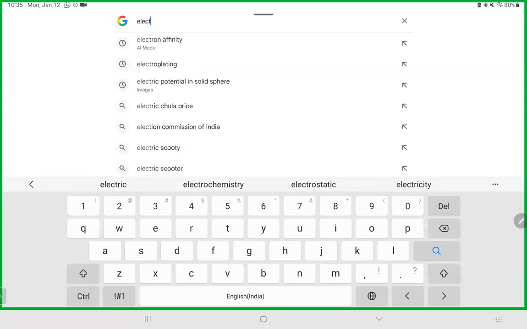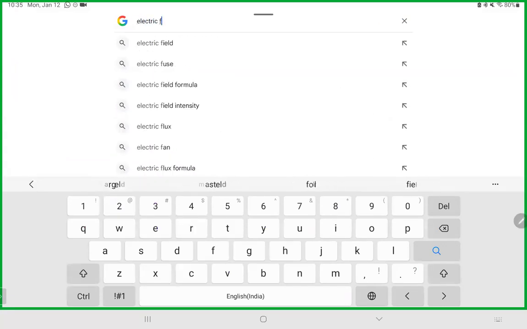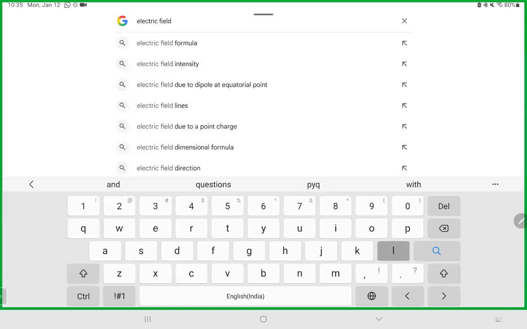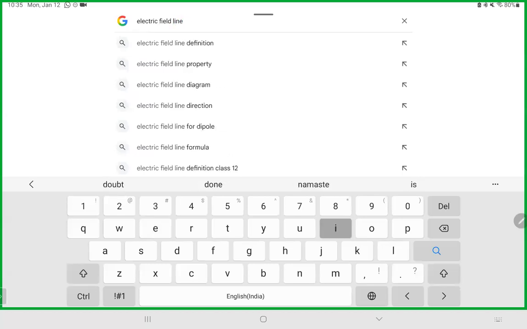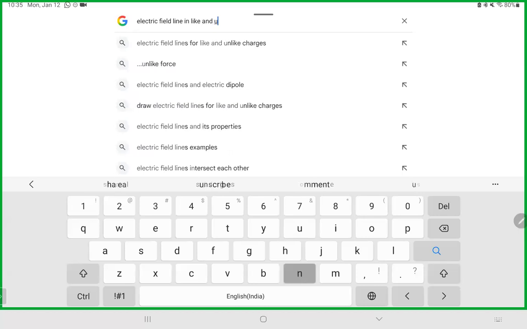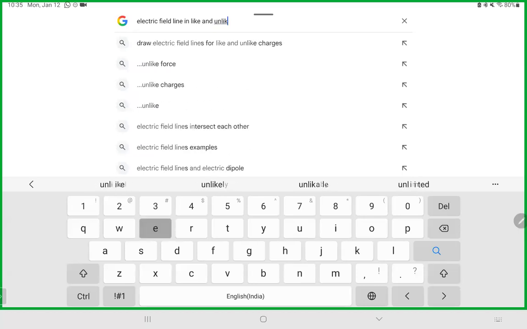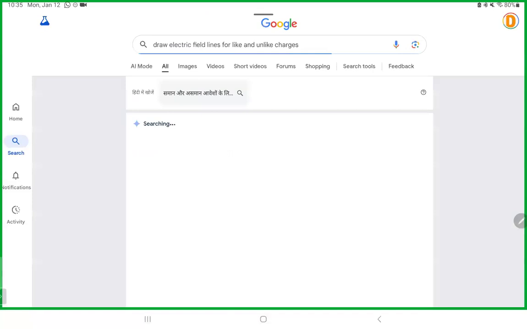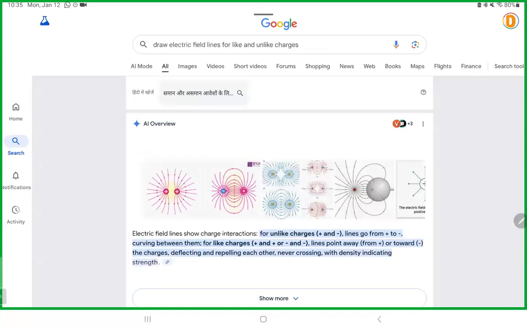Electric field lines in like and unlike charges. You can see this.